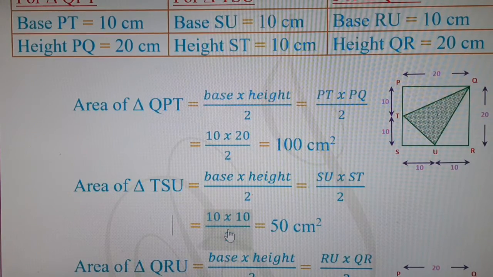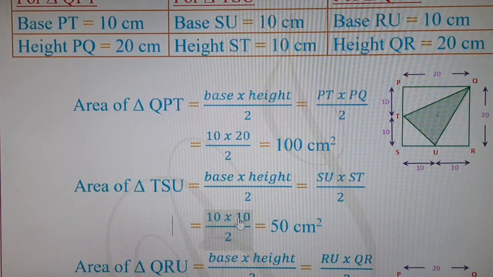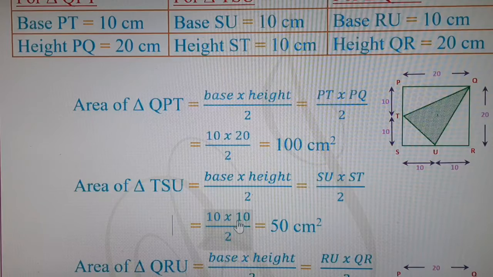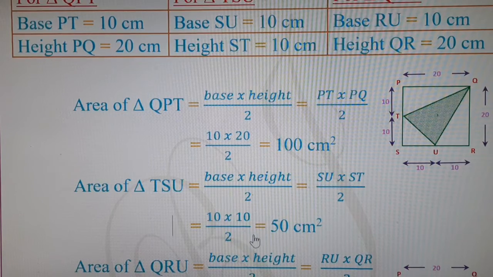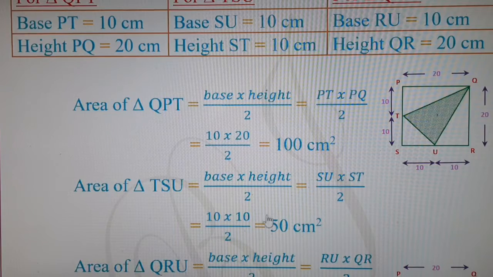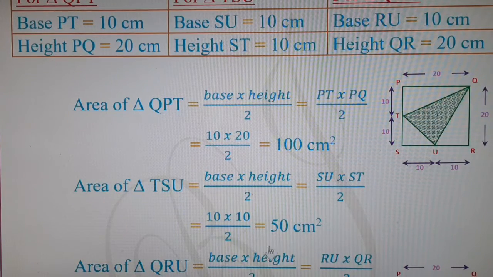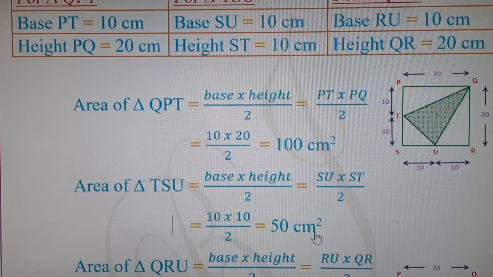10 tens are 100, 100 upon 2, our answer will be 50. 100 upon 2 means 100 divided by 2, 100's half is 50. Or we can say 100 upon 2 can be simplified using 2's table to cut the denominator 2 and the numerator 100. 2 ones are 2, 2 fifties are 100. Our answer will be 50 upon 1, or we can say only 50. So our final answer will be 50 centimeter square.